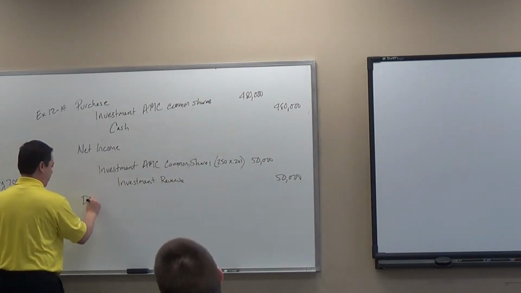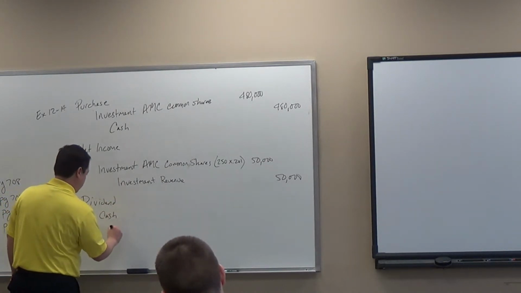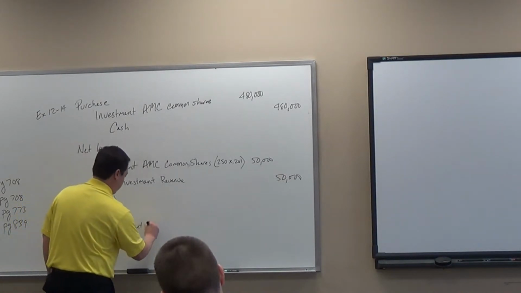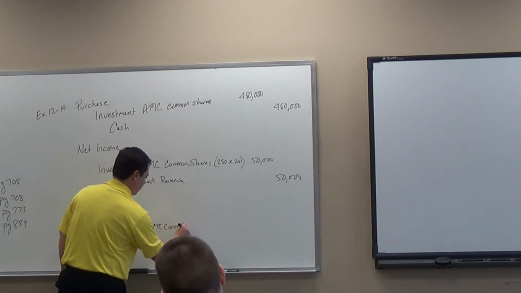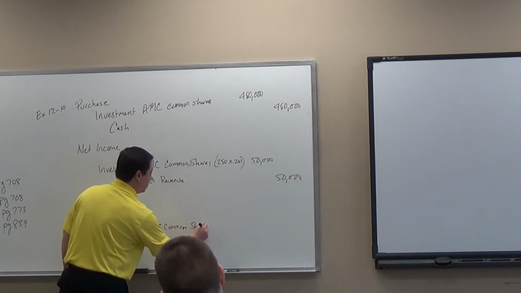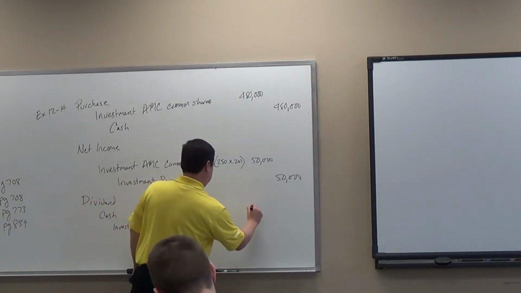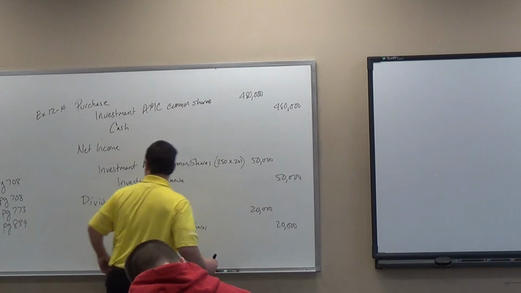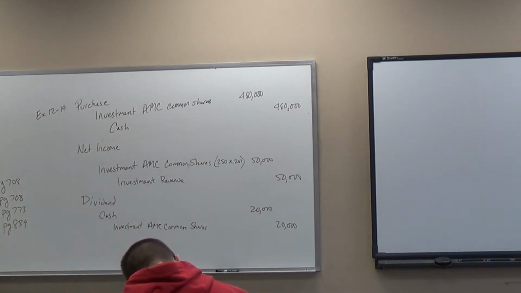All right, so dividend. Remember, this is going to be cash, and then investment in AMC common shares. 20,000. That's 20,000, all right, because we had that already. Good. And remember, where it goes is different. The accounts that we use: cash, and then we decrease our investment account with that.